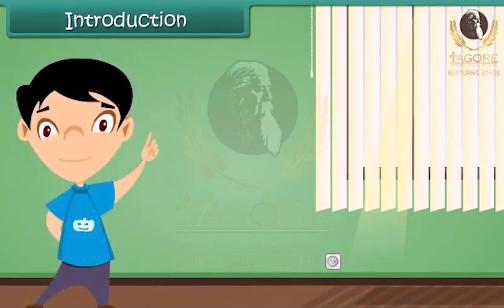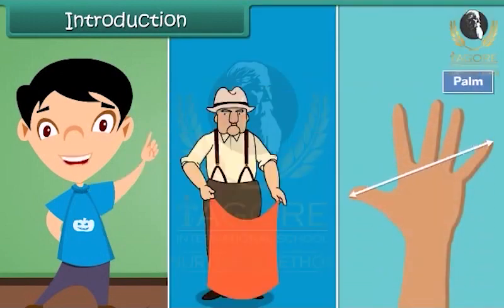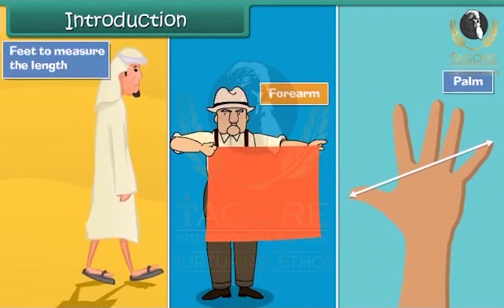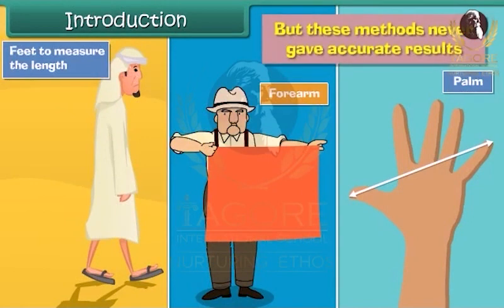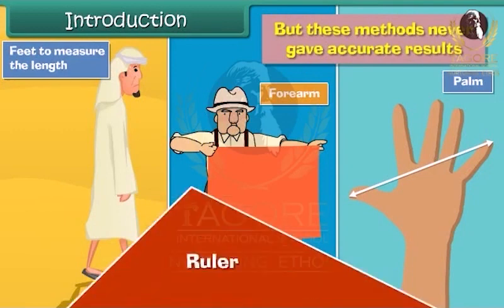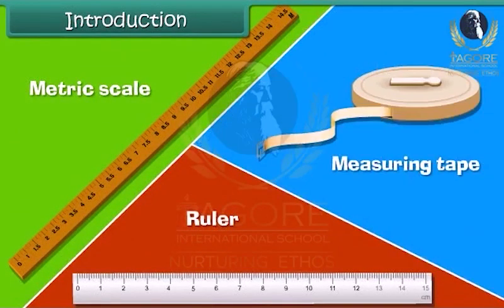Long back, do you know how people used to measure the length of objects? They used their palm, forearm, or feet to measure the length of the objects. But these methods never gave accurate results. Nowadays, we make use of ruler, metric scale, and measuring tape to measure the accurate length and height of the objects.